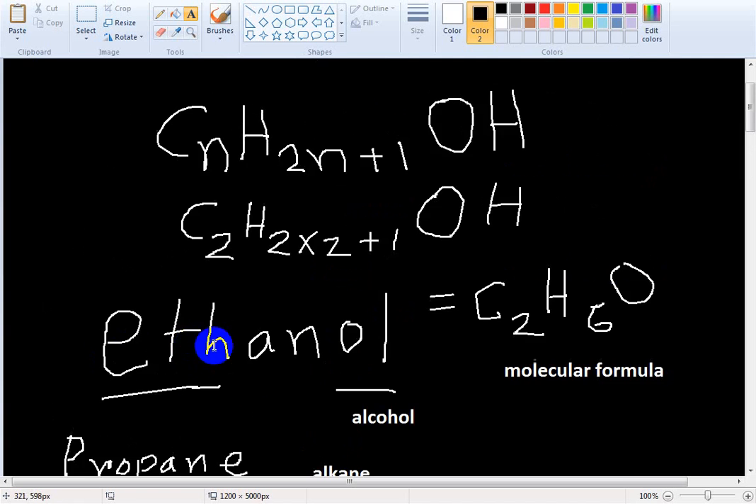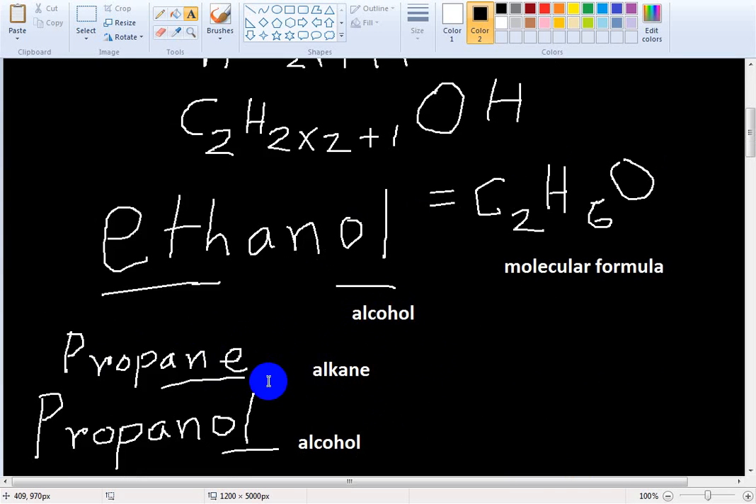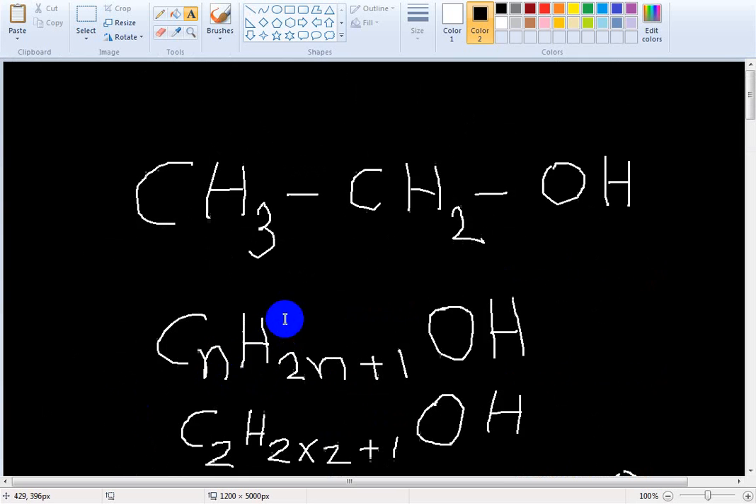Okay, put n equal to 3 in this general formula and find how many carbon, how many hydrogen, how many oxygen. This will be the molecular formula. How many carbon? Carbon 3. How many hydrogen here? It is propanol. 2 into 3 is 6, and 1 is 7, 8 hydrogen.